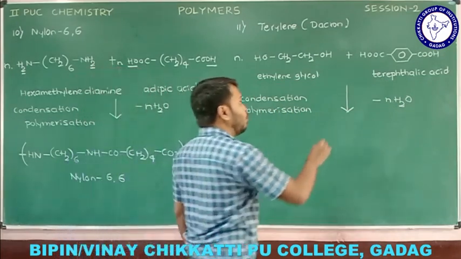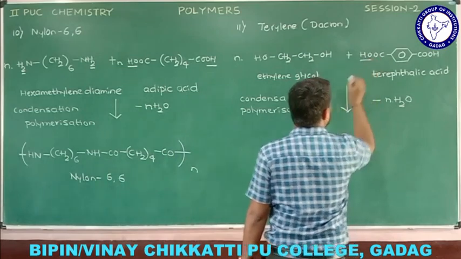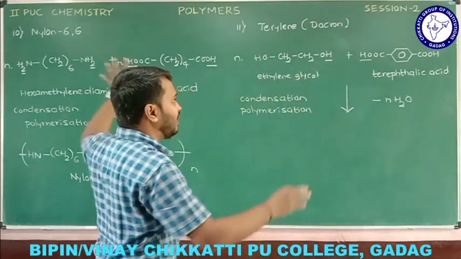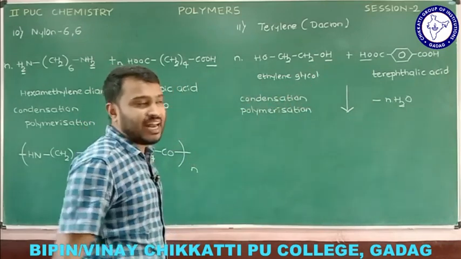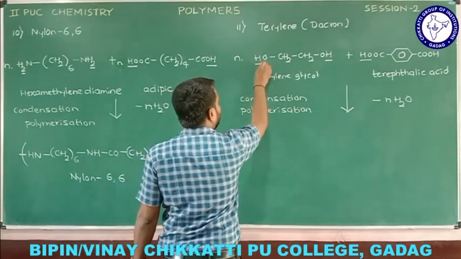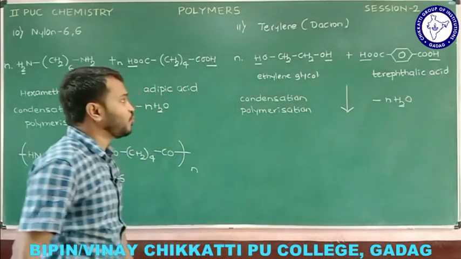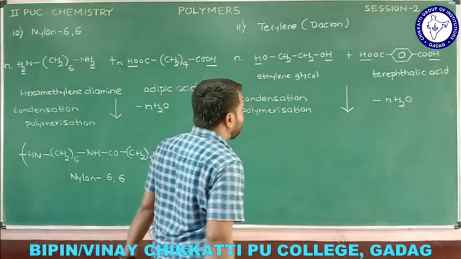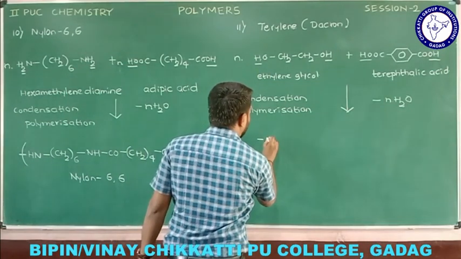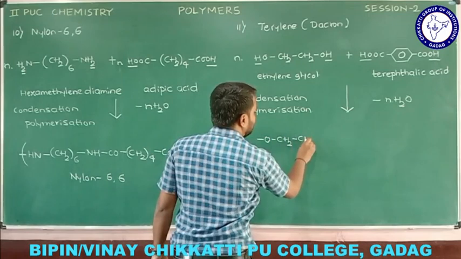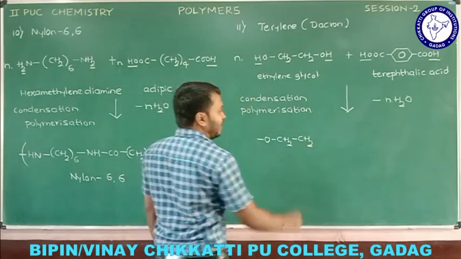See here, OH from terephthalic acid and H from ethylene glycol. Similarly, on the left side and right side it has to be eliminated. So H from the left side and OH from the right side, same as the previous one we did. And now I am going to write the partial structure of that one. Here I have O, and CH2, CH2. So write what we have here.